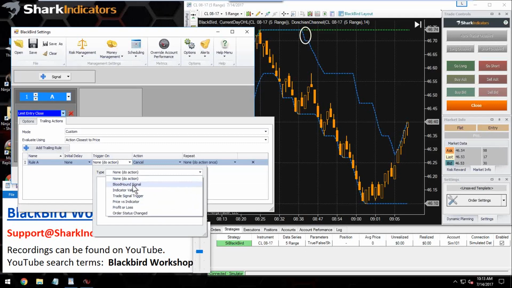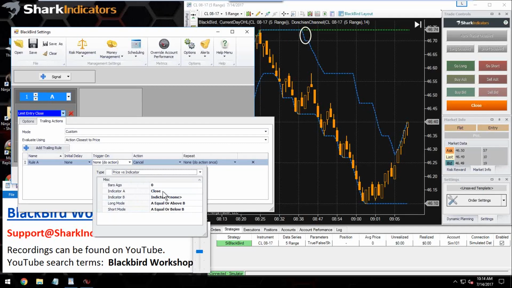I know this customer is using a Bloodhound signal to initiate that limit order, so that's one option. But if we want to use something built into BlackBird, we can use the price versus indicator. This price versus indicator is no longer only price. It could be indicator versus indicator, or price versus price. You can mix and match price and indicator interchangeably now. And that's what we're going to do here.